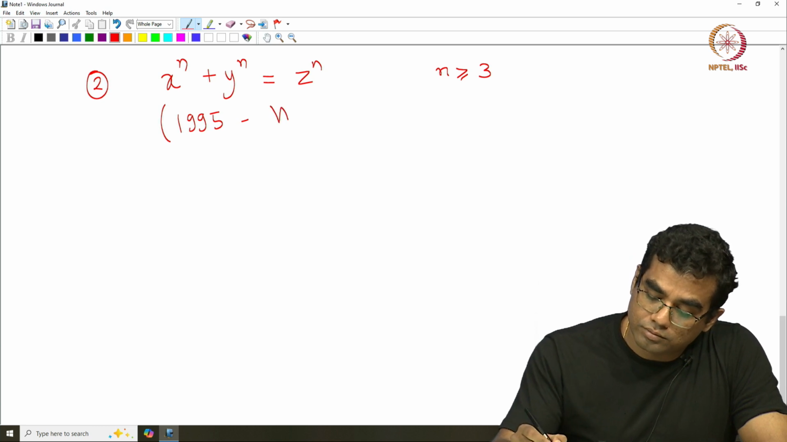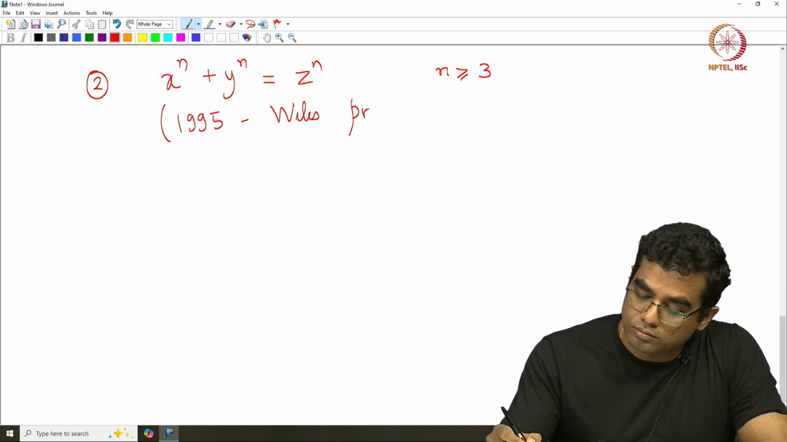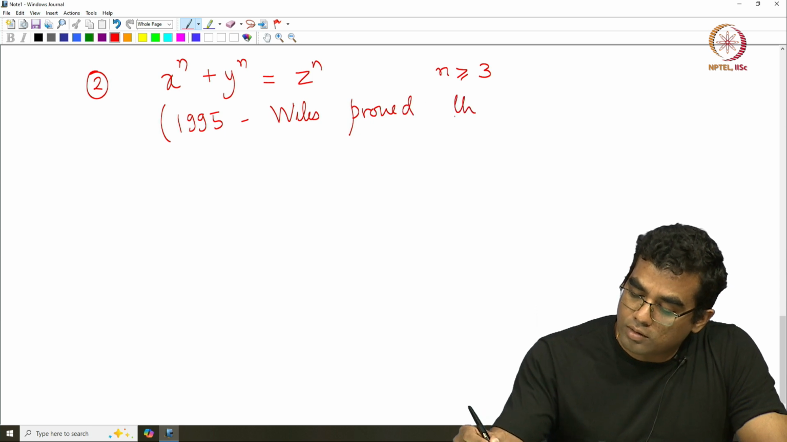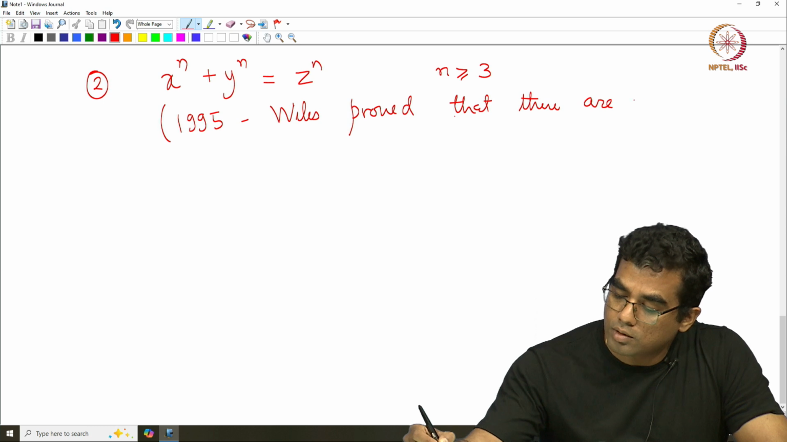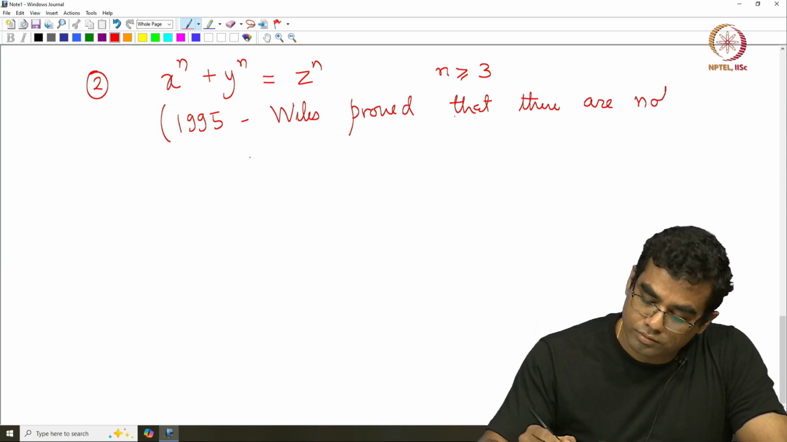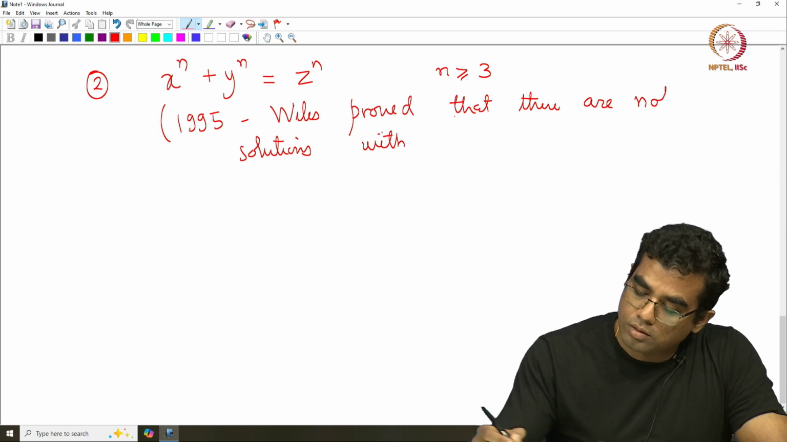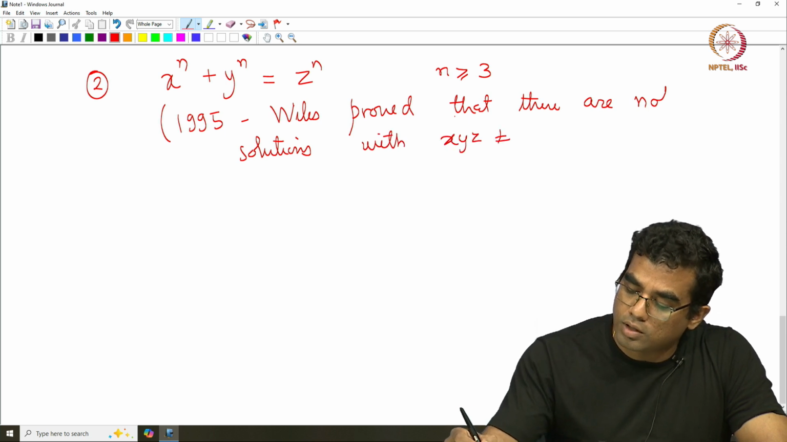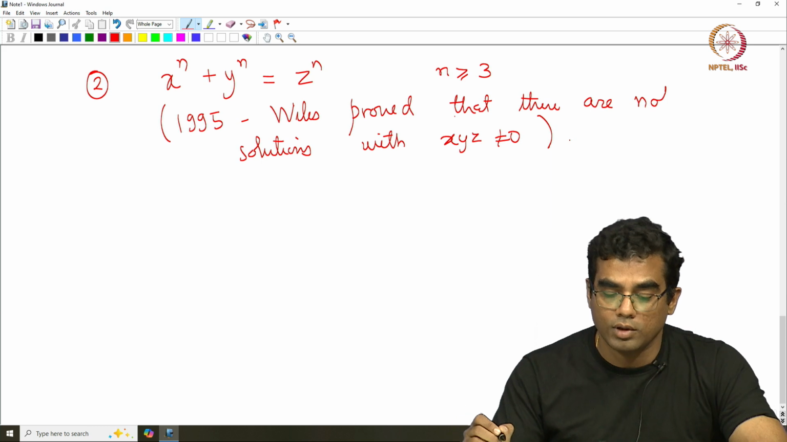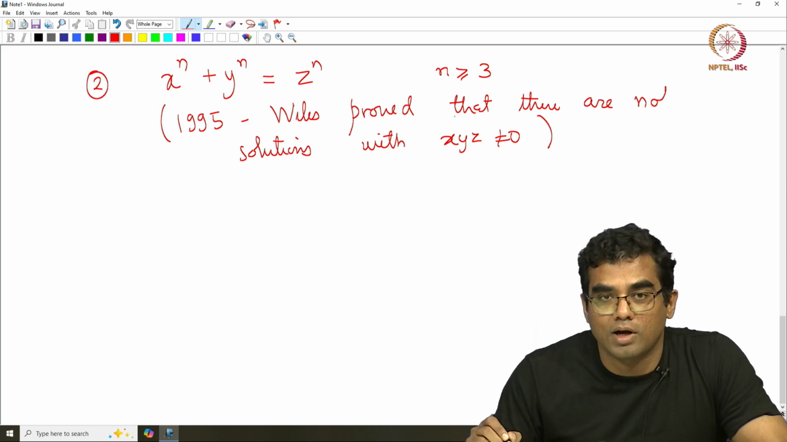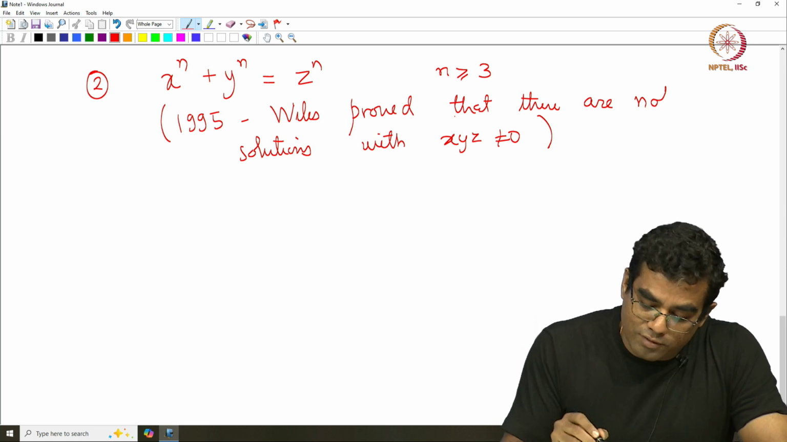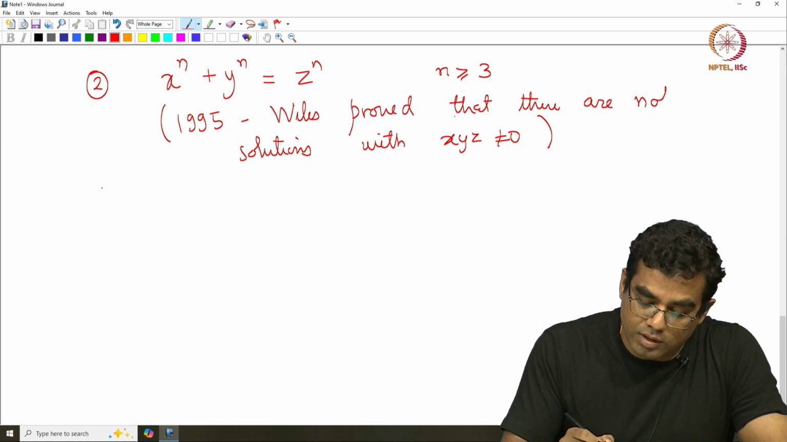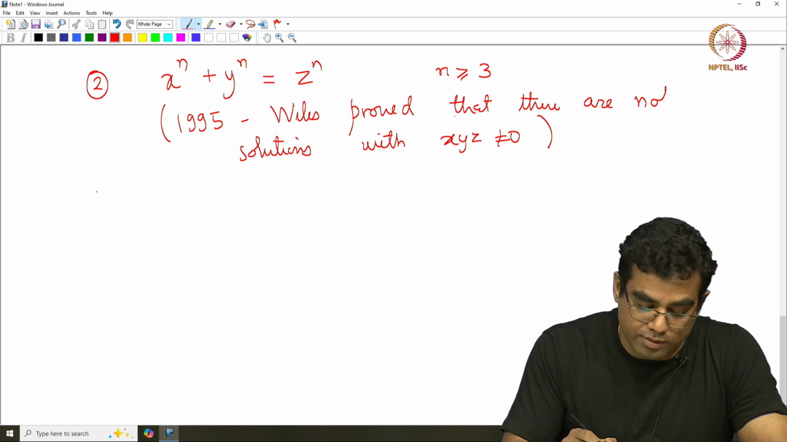So, that there are no solutions with x, y, z not equal to 0. Okay. So, this is famously very hard to prove. It uses lots of machinery from various parts of mathematics, not just algebraic number theory, algebraic geometry, analysis, etc.